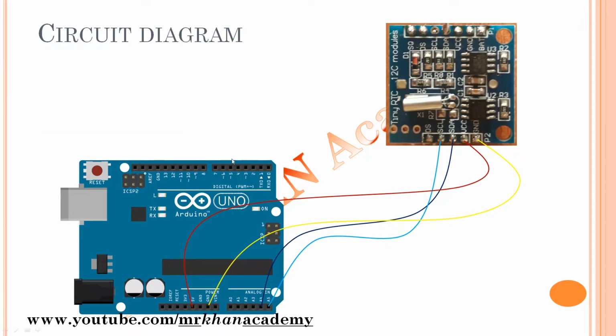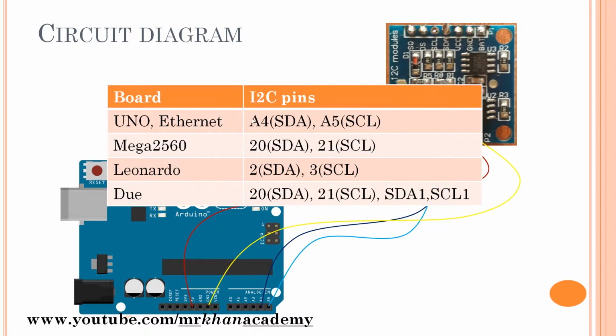Now the circuit diagram is very simple and straightforward. If you check the RTC, there are two parts, P1 and P2. We are using only P2. In P2, SCL we need to connect to A5, and SDA we need to connect to A4. Why? Because, as I already said, on the Uno, A4 is SDA and A5 is SCL.